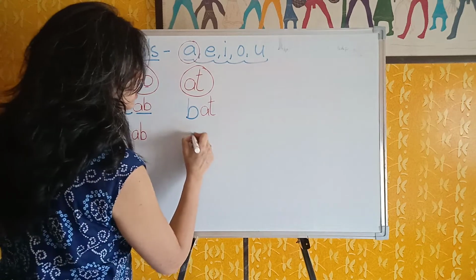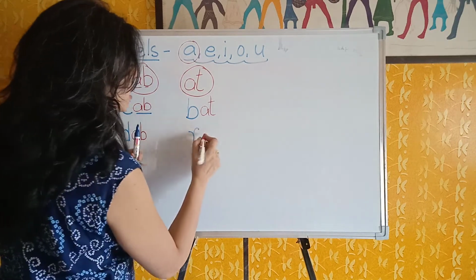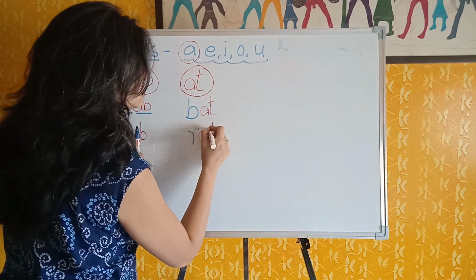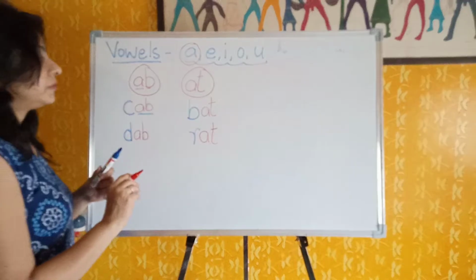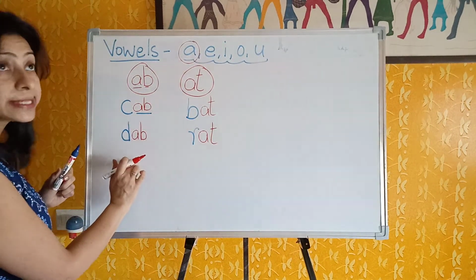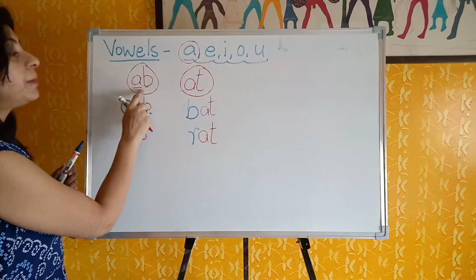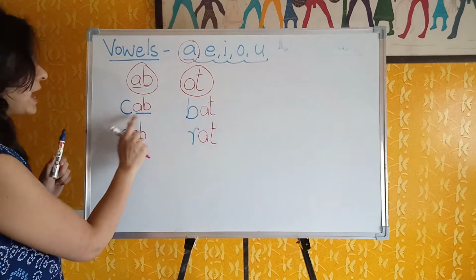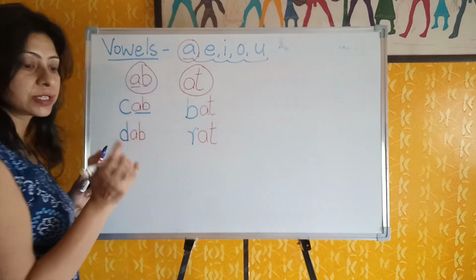Next, r: at, rat. We have 4 different words with 2 different sounds: ab, at, cab, dab, bat, rat.